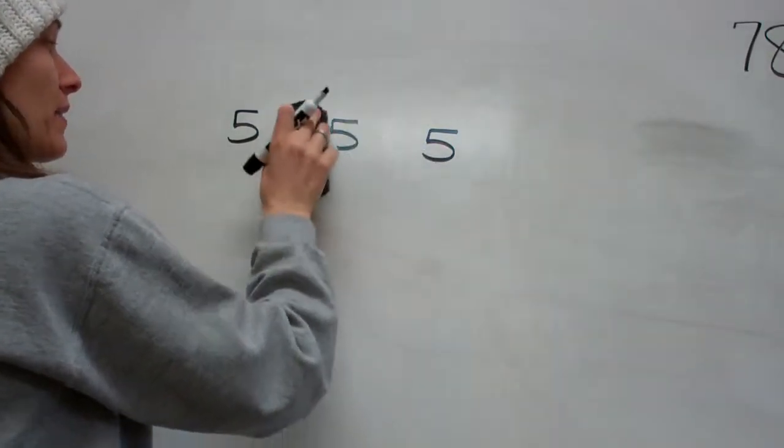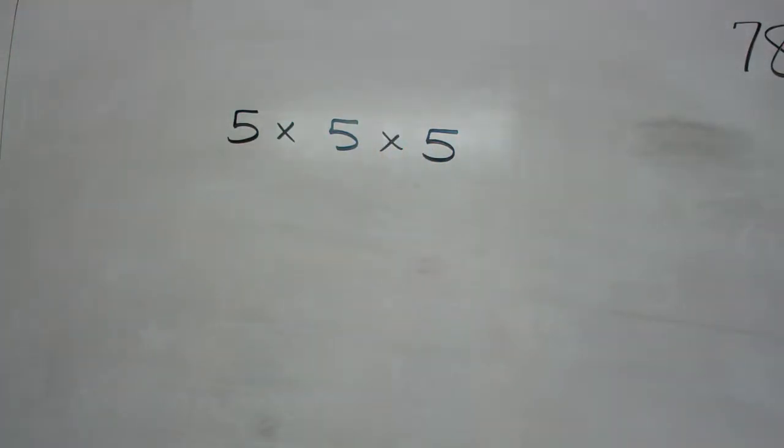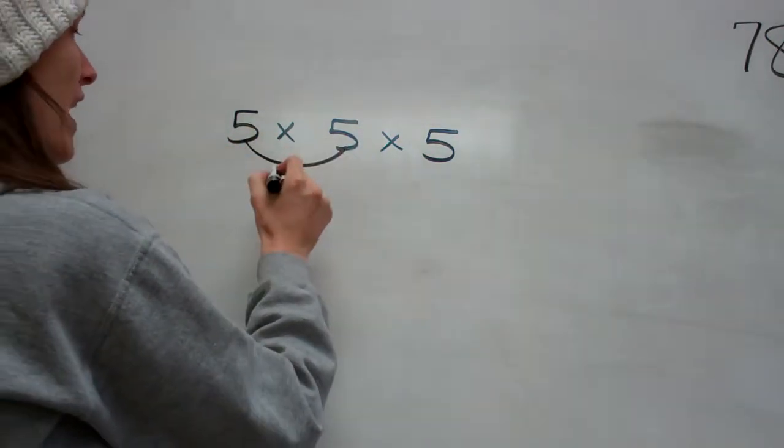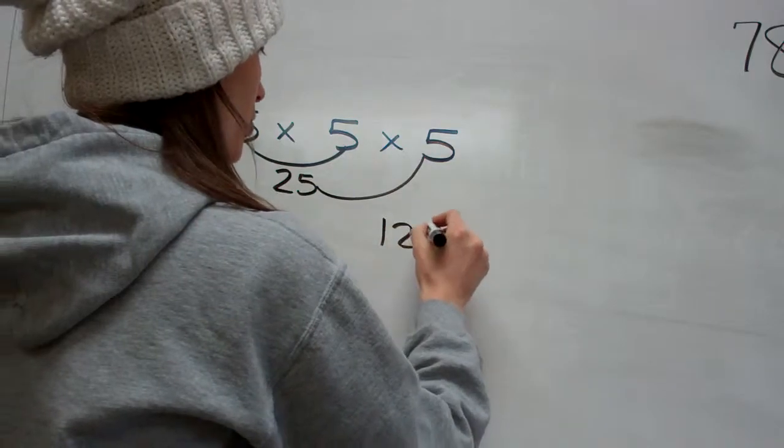Instead of them being pluses, we're going to put times. Now, there are 2 ways that I want you to see how this is done. Do you know the answer? It's 125. 5 times 5 is 25, and 25 times 5 is 125.